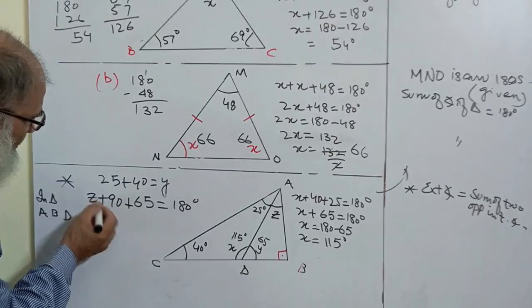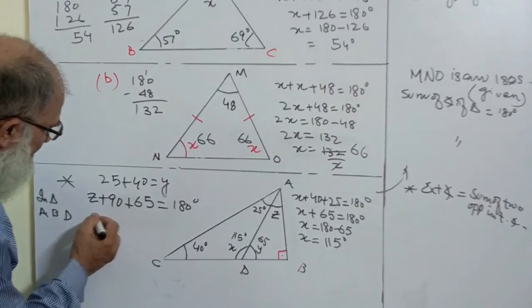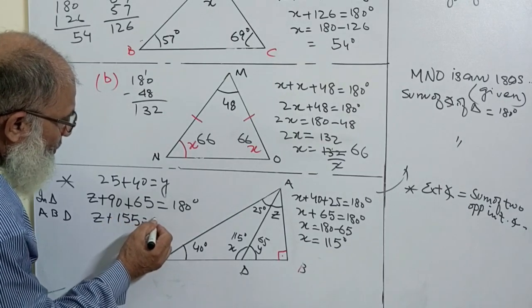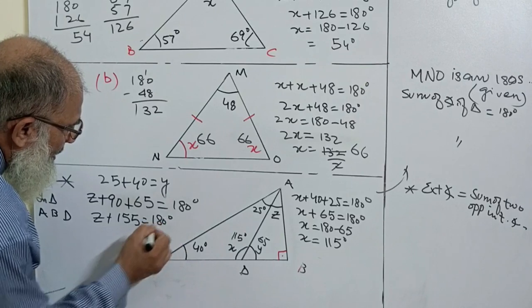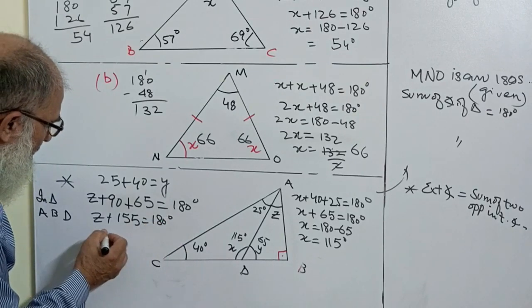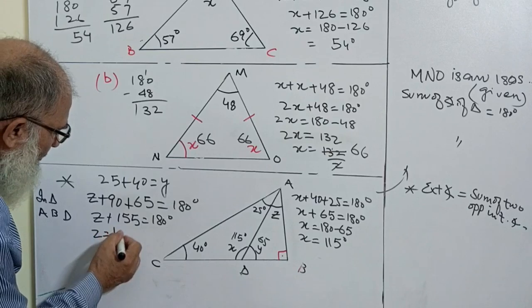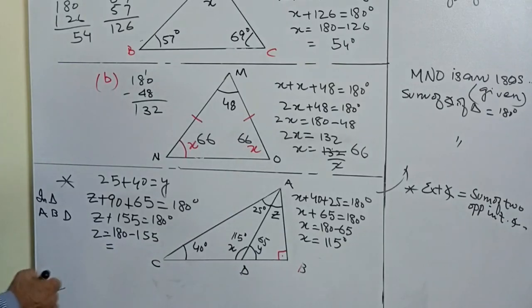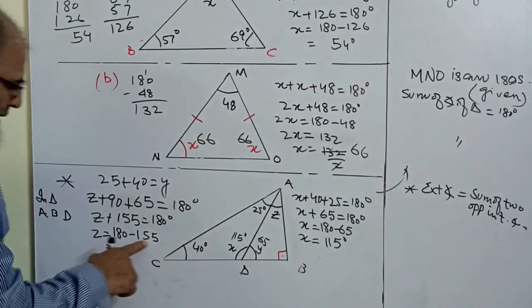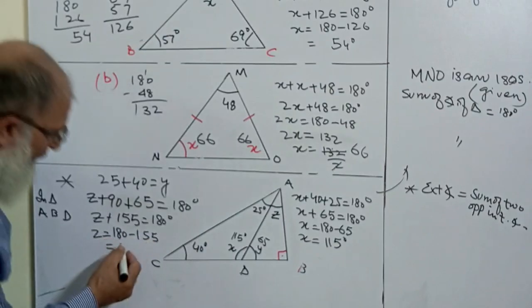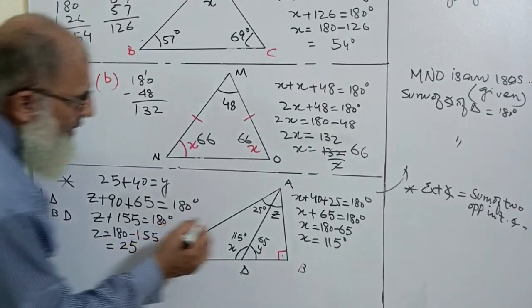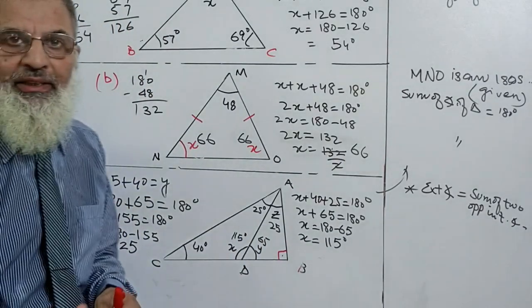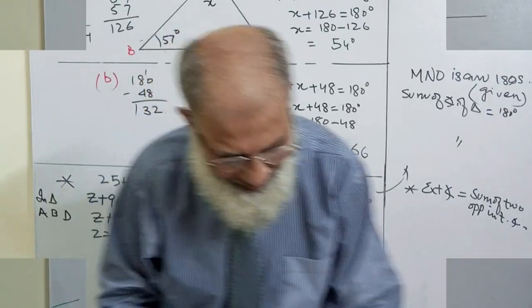So what will it become? Now this is Z. It will become Z plus 155 is equal to 180. So Z is equal to 180 minus 155. That will give us 25. Now I again use a tip and trick to solve it.